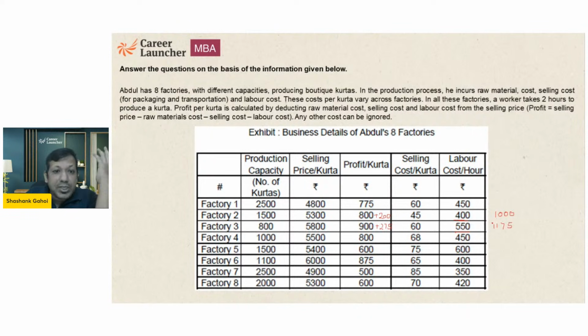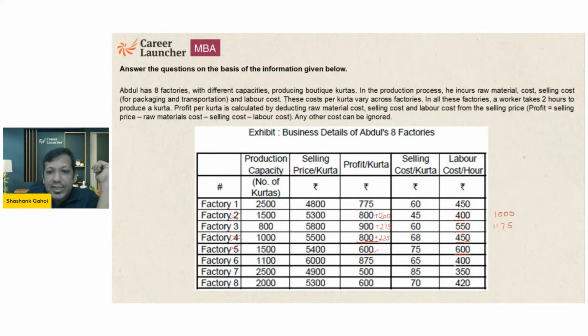Okay, it's reasonably high. So basically factory 2 cannot be the answer. Okay. Now 450, half of 450 is 225. That is still not greater than 1175. So 800 plus 225 is going to be less than 1175, so it cannot yield the highest profit per kurta. Half of 600 is 300. So it is going to be 900. Again, not the highest. So rejected.